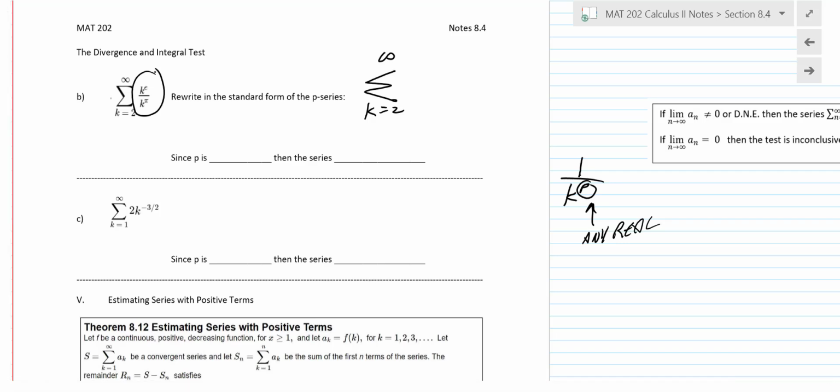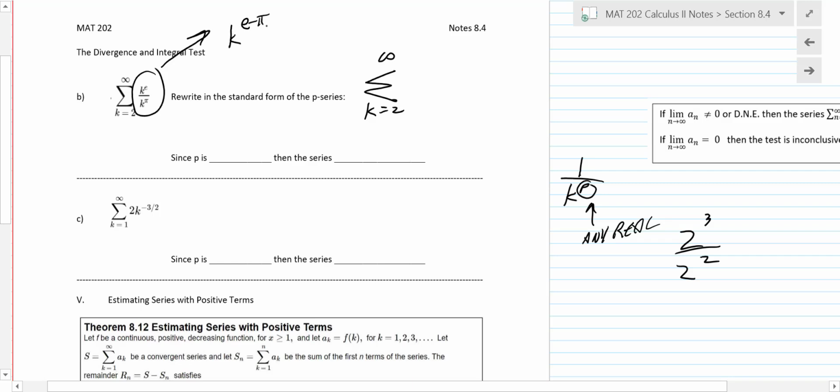Multiplied by k to the negative 5. How about if you had something like this? 2 to the third over 2 to the second. How do you do that? You do 2 to the 3 minus 2. You subtract the exponents, right? So what I'm going to do is I'm just going to do k to the e minus pi.